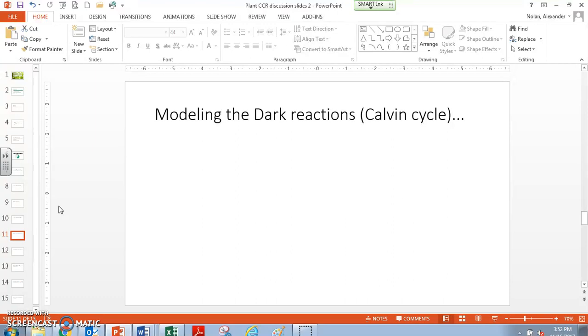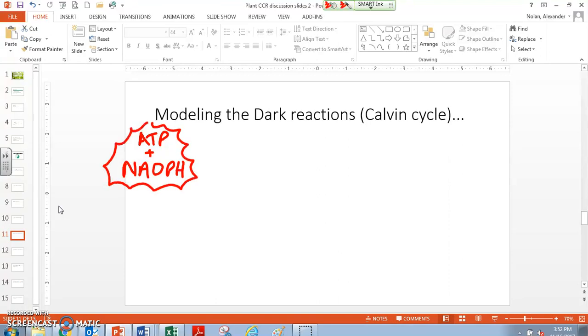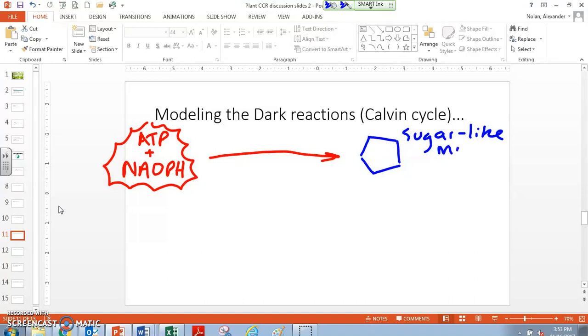So let's go ahead and model these dark reactions. Sometimes people call them the Calvin cycle. So we're going to start with our dark reactions. We're going to start with the ATP and NADPH that we created from our light-dependent reactions. And those chemicals are going to be used. And again, don't forget I'm oversimplifying here. But these chemicals are used to react with some sugar-like molecules. They're not sugar, but they're sugar-like molecules. There's all sorts of complicated names for them, but we've got sugar-like molecules.